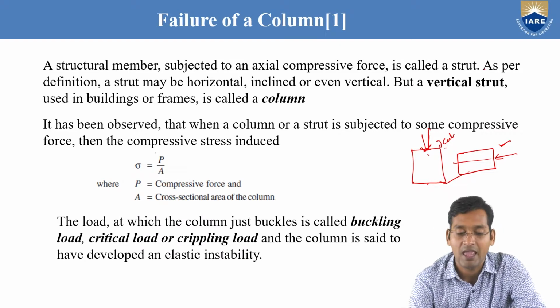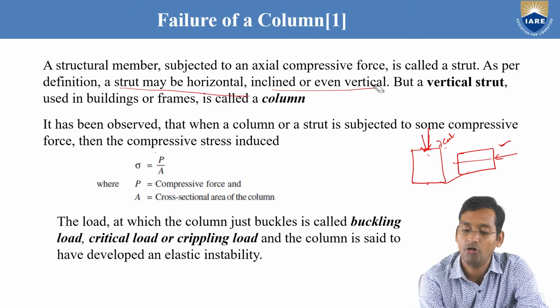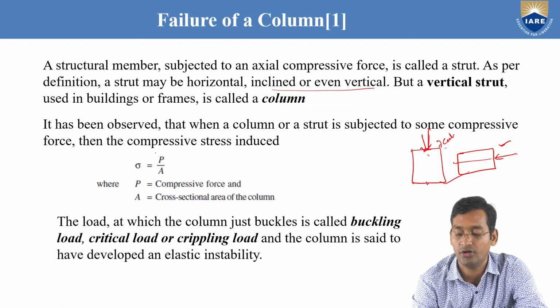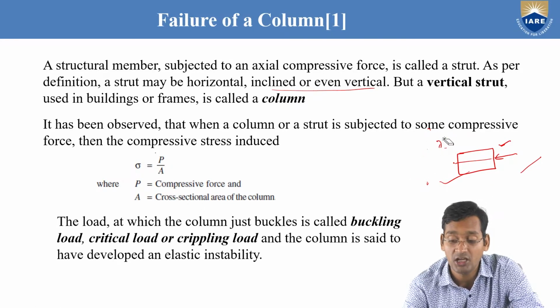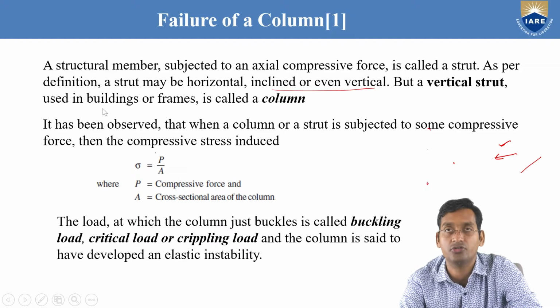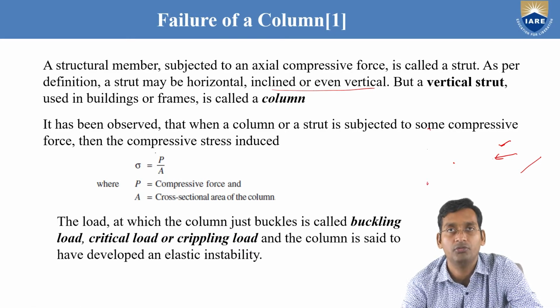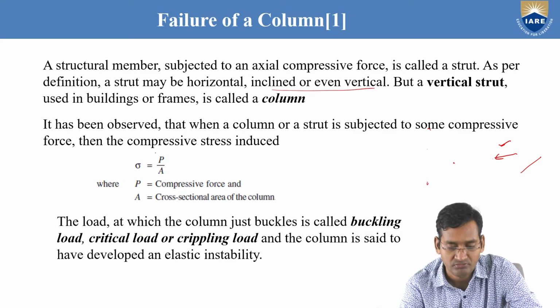As per the definition, a strut may be horizontal, inclined, or even vertical. All directions are possible. So vertical, horizontal, and inclined also, along this axis that force can act. But a vertical strut used in buildings or frames is called a column. Where we use the vertical one, only that we can say is the column.